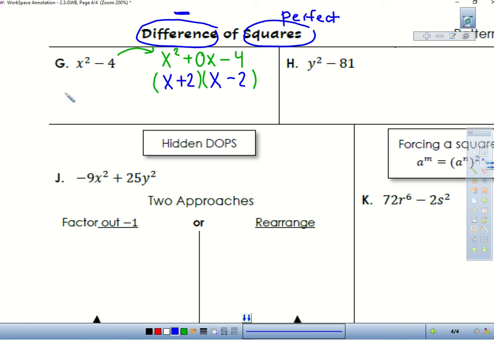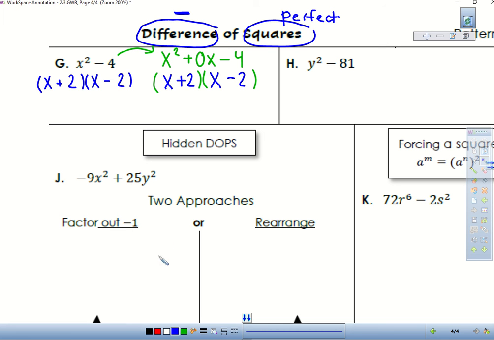So, if we write 2 parentheses here, this is how you always deal with the difference of squares. One's going to be a plus, one's going to be a minus, and you basically take the square root of each of those terms, and that's what goes in those spaces. So what is the square root of x squared? Good. What is the square root of 4? 2. So see, there's 2 different ways of doing the same problem there.